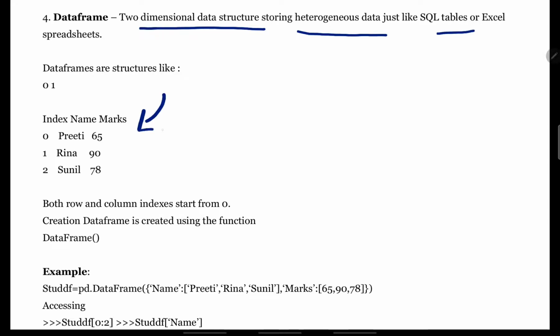Here is an example of a data frame. This is a data frame. It is just in table form, like you have in your SQL tables or your Excel spreadsheets. And in a data frame, both your row and column indexes will start from 0. So you have got a row index and a column index in your data frame, and both of them will start from 0. For creating a data frame, you use this function DataFrame, and one very important thing is that the D and F should be in capital letters. If you write a small d and small f in DataFrame, then your data frame will not be created.